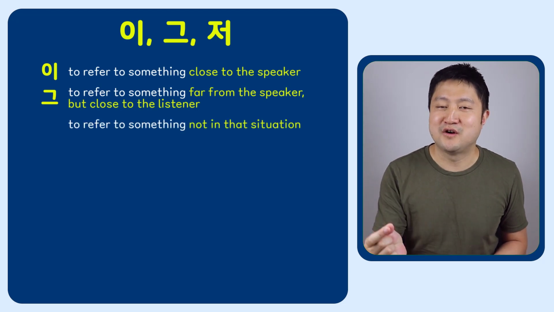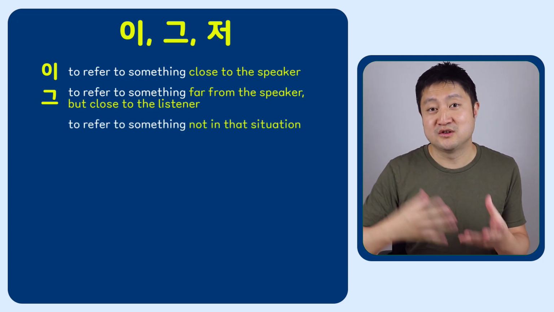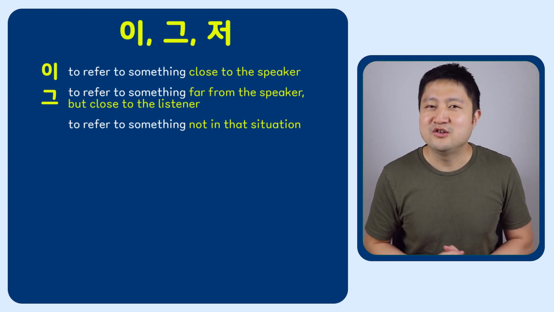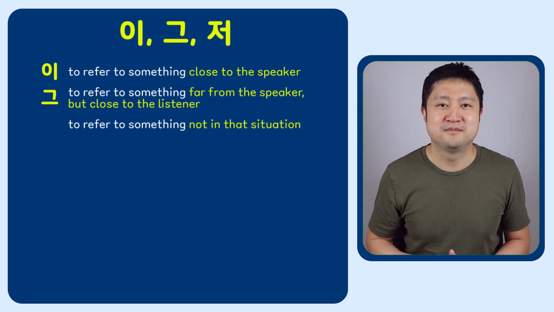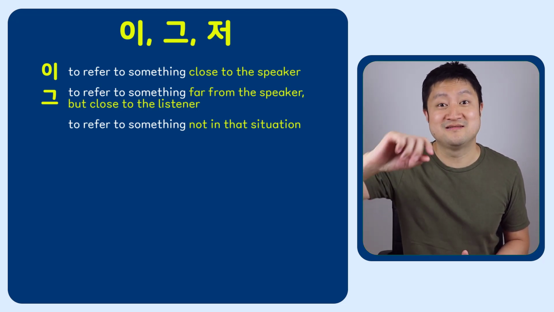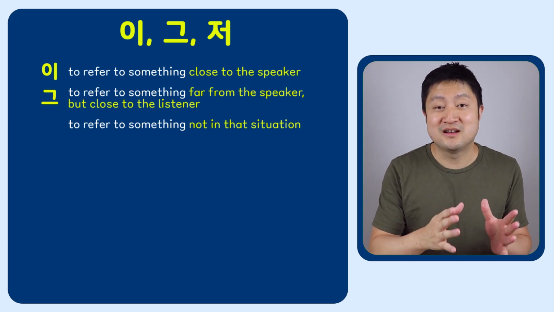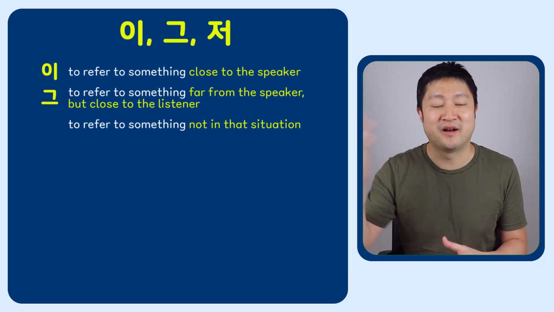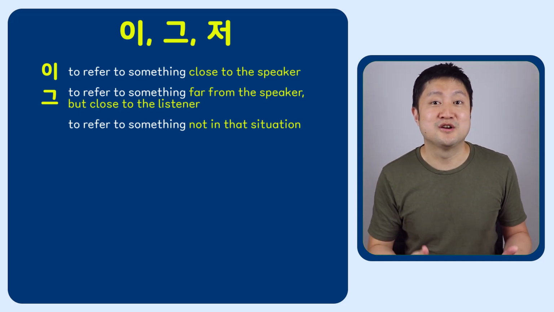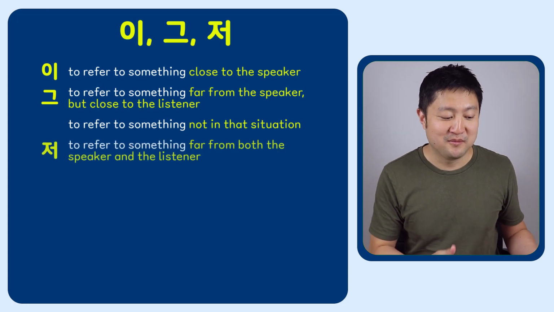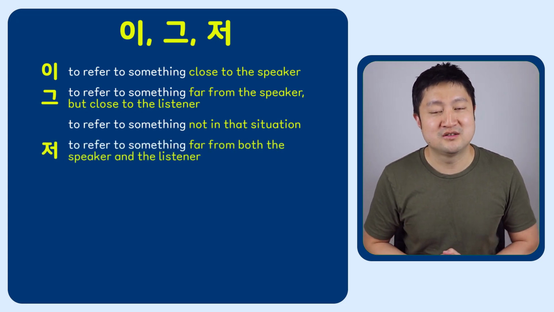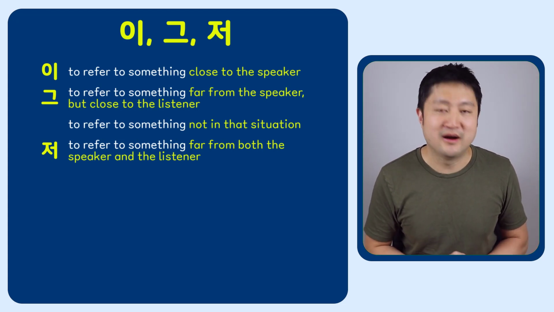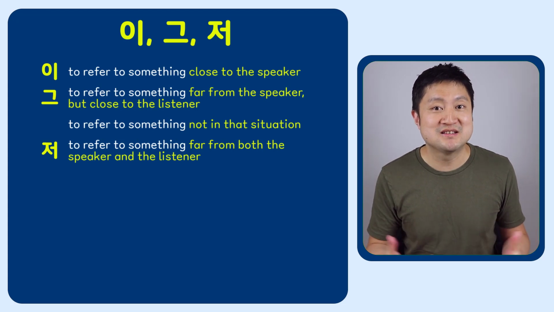And 그 also has another function, where we use 그 to refer to something that is not in that particular situation. So in English, when we say things like, oh, you know that teacher, obviously the teacher's not in the room and we're just talking about that teacher. To refer to someone or something not in that particular situation, somewhere else, we use 그. So that's the other function of 그. And then we have 저, and we use 저 to refer to something that's far from both the speaker and the listener.